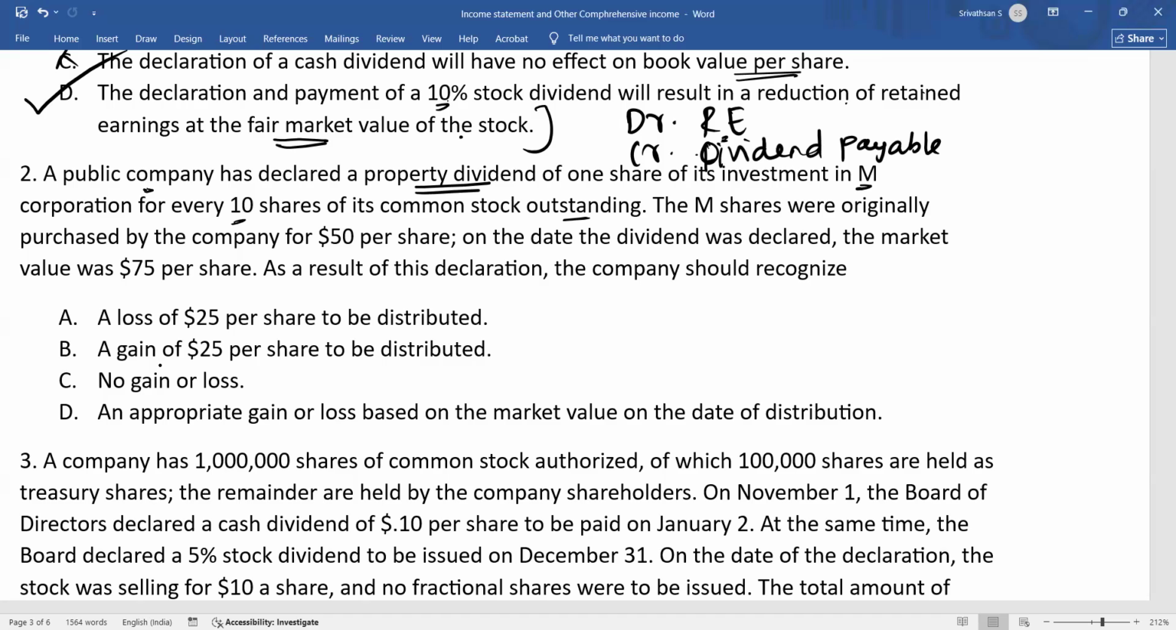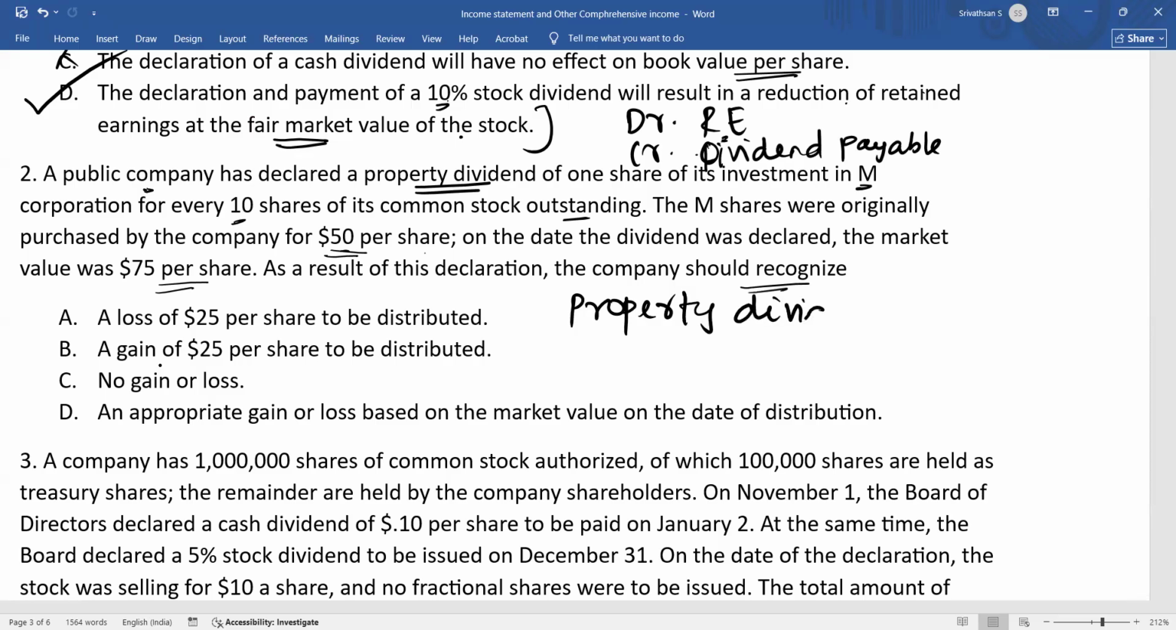The M shares were originally purchased by the company for $50 per share. So when this public company acquired the shares of M Limited, it was purchased for $50. On the date the dividend was declared, the market value was $75 per share. As a result of this declaration, the company should recognize what? So see here, this is a question based on property dividend.